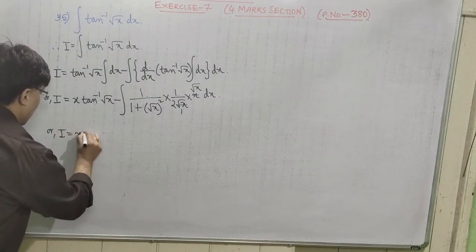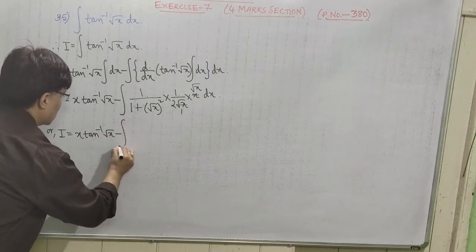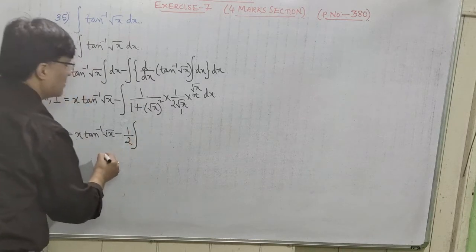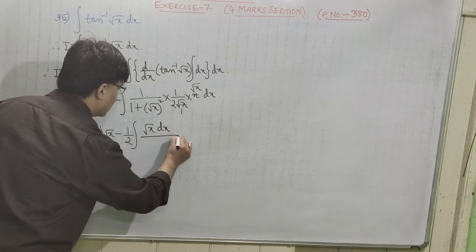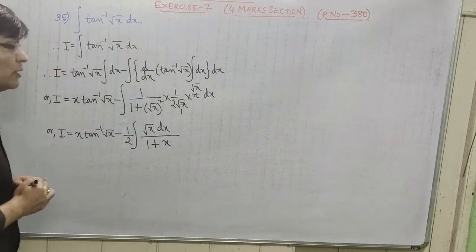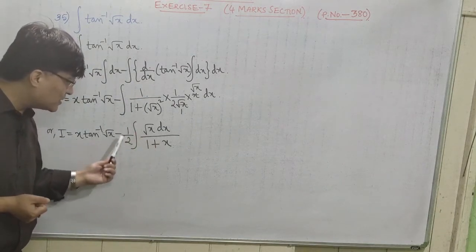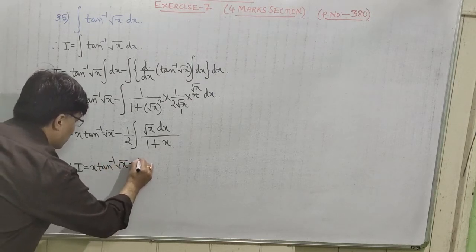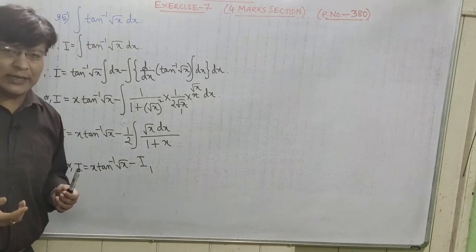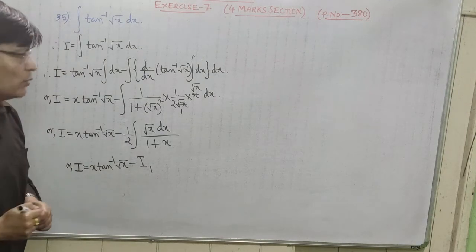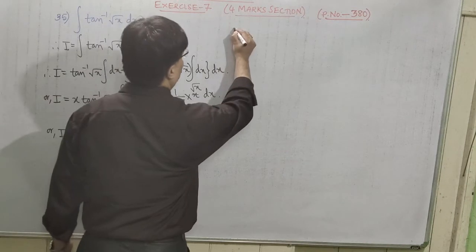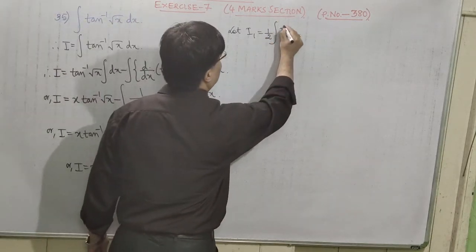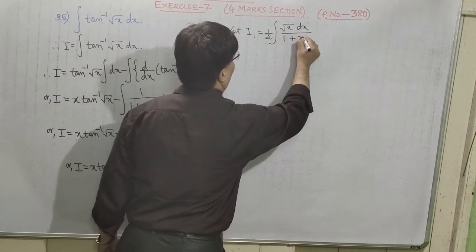Or I is equal to x tan inverse root x minus integration of, so here half is taken outside because it is a constant quantity. Integration of root over x dx divided by 1 plus x, because root over x whole square is always x. So we can take this integration as I1. So I is equal to x tan inverse root over x minus I1. Okay. So let us evaluate this integration which is assumed as I1. Let I1 is equal to half integration of root over x dx divided by 1 plus x.